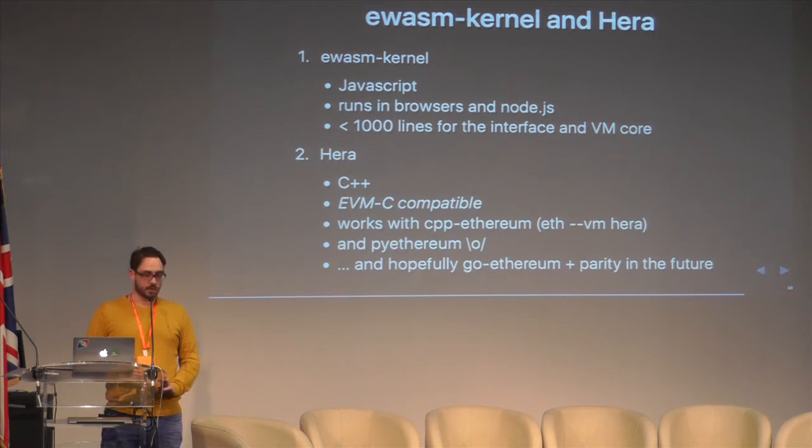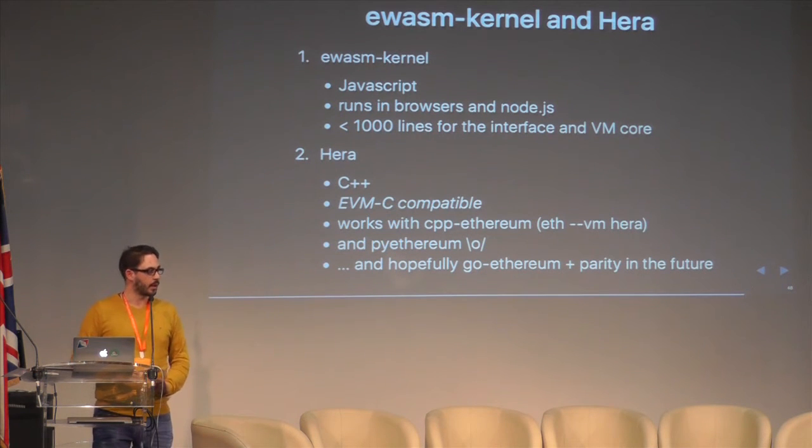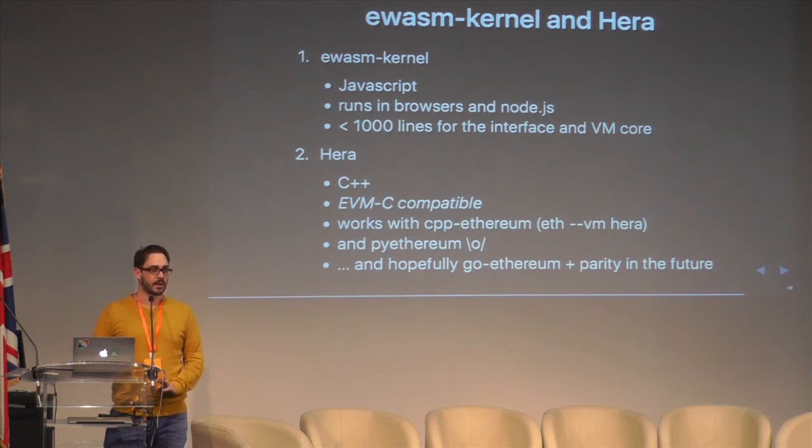So these are the 2 implementations we have of eWASM, and they are 2 prototypes. The first prototype is called eWASM kernel. It's written in JavaScript, and that means it runs in any of the browsers which have WASM support. And they also run in Node.js. It is roughly 1,000 lines of code. So that's just to show the amount of detail you have to implement, which is not much compared to, well, I actually don't know how big the client implementations are in terms of lines of code, but they do feel quite big.